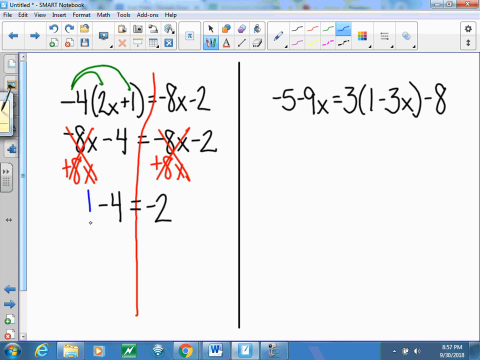Let me ask you the question here. Can negative 4 equal negative 2? Are those two the same number? They are not. Because those are not equal to each other, that means we have no solution.